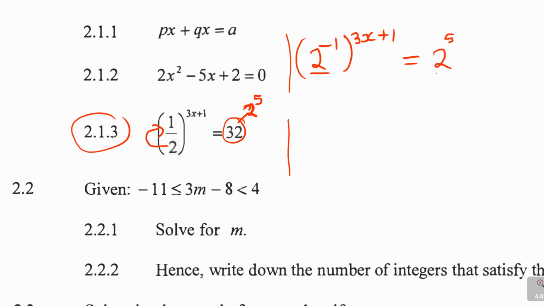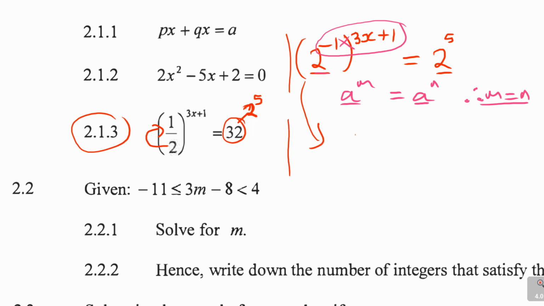Why? Same bases. So that I can use that formula which says if I've got a to the power of m is equal to a to the power of n, then when the bases are the same, I can say therefore even the exponents m is equal to n. So that's what I'm going to use here. You can say same bases, then you can say from here therefore that minus 1, but is bracket 3x plus 1. Very important to put the bracket, is equal to the other side, which is 5.